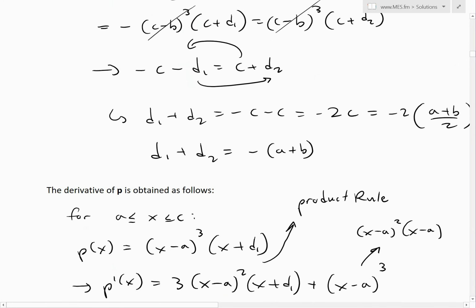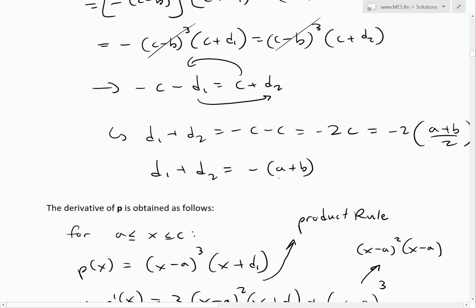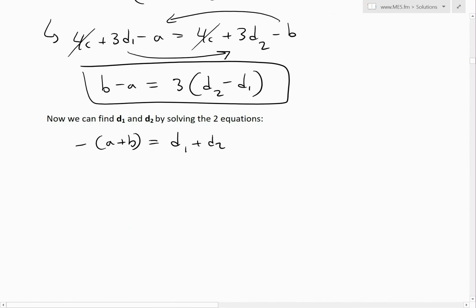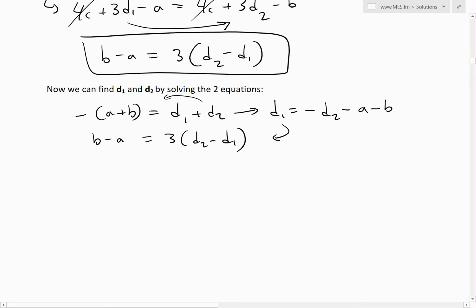Let me just scroll up to it. That's this one right here. d1 plus d2 is negative a plus b. And so that's what we had. And then the second one is b minus a, this top one, equals 3 times d2 minus d1. So first thing we'll do is solve for d1 in this case. So d1 is equal to, just move this over to this side, we get negative d2 minus, take these out, negative a, negative b, and then throw this inside.